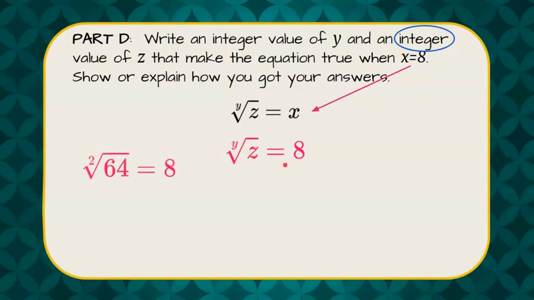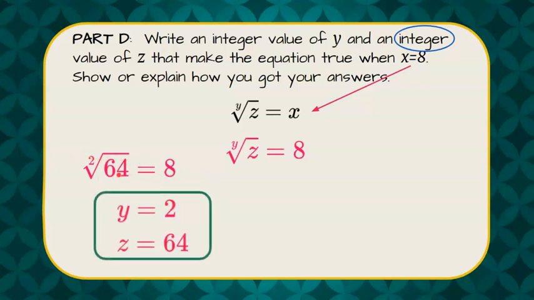So we have two options that we could place here. There's probably more than two, but I'll show you two. We could replace y with 2, making this the square root of 64. 8 times 8 is 64. So if y is equal to 2 and z is equal to 64, then this would be true for x being 8.